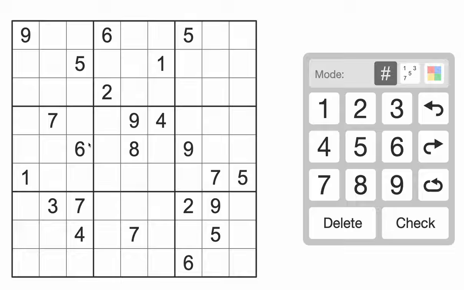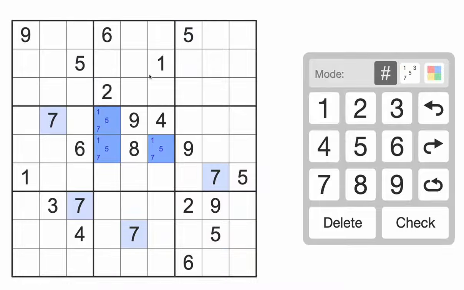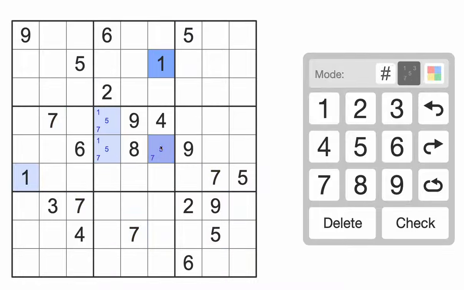There's a triple in box 5 because row 6 has 157. I cannot use them in these cells, so they will have to share these cells. 1 here blocks this cell, 7 here blocks this cell, and 157 triple here means these will be 2, 3, 6. And this cell is blocked by 2 and 6. So this will be 3.